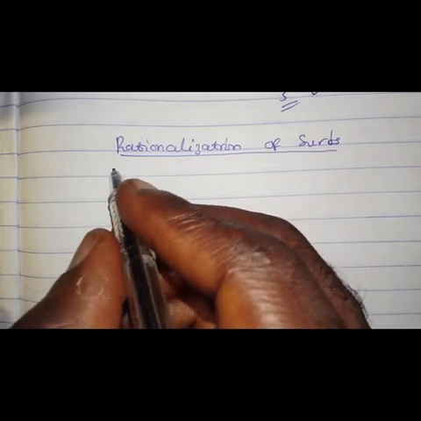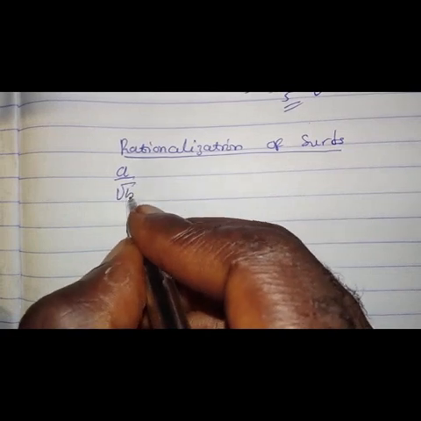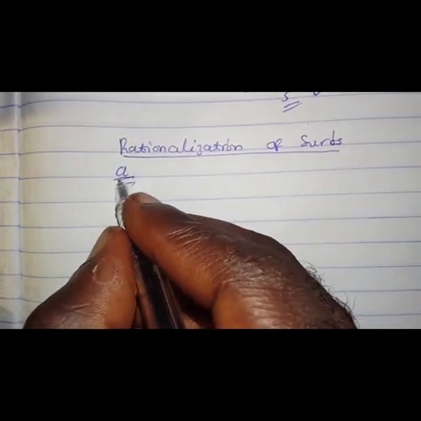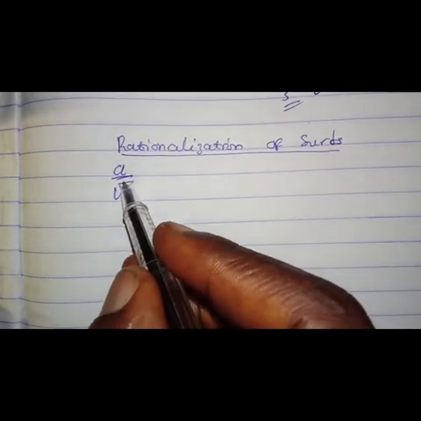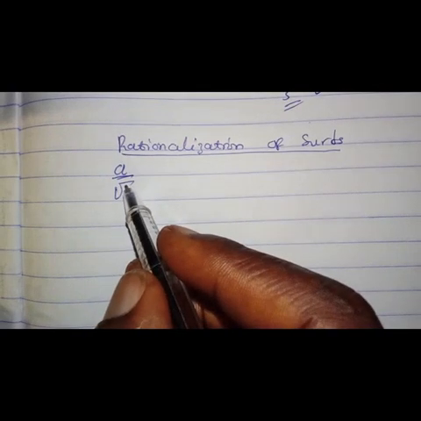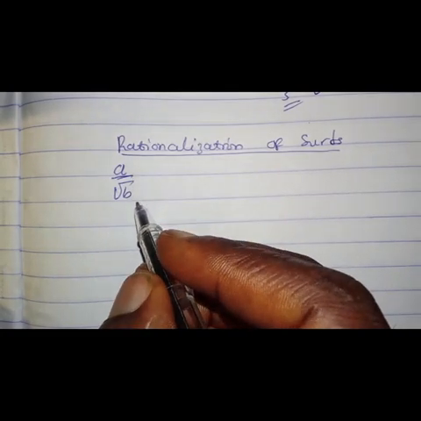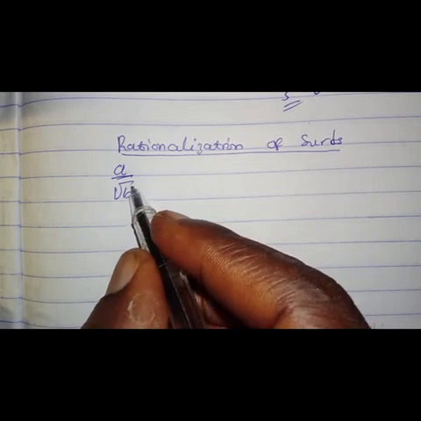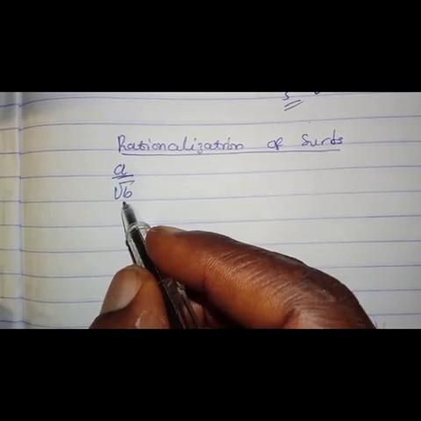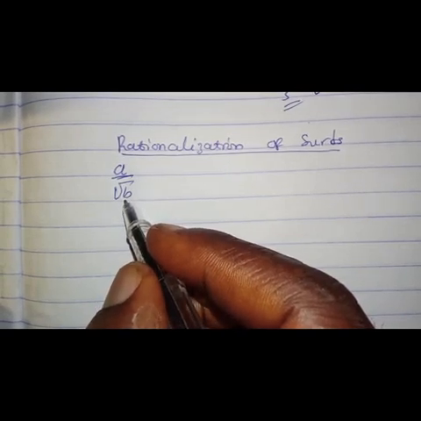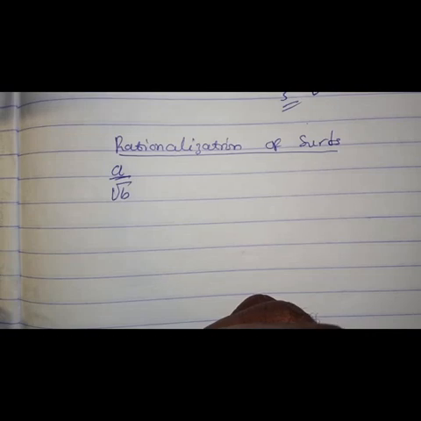If I have a surd, say a over root b, this surd cannot be left like this. Therefore, we have to rationalize it, to do something to make sure that the denominator does not carry the root. There could be a root at the numerator, we don't have a problem with that. But for a surd to be rationalized, the root at the denominator should be removed. So if you're solving any mathematics and after solving, your answer contains roots in the denominator, you have to rationalize in order to eliminate that root.